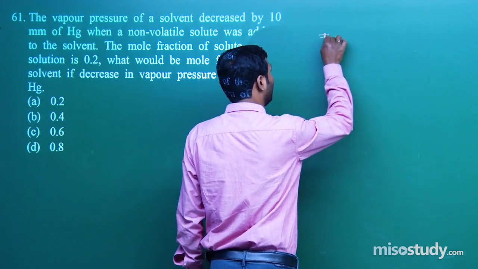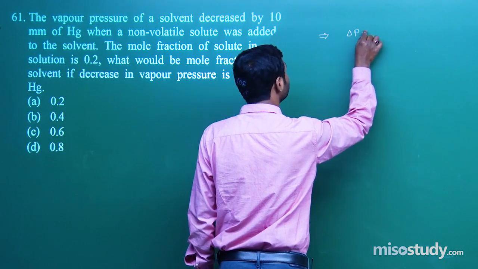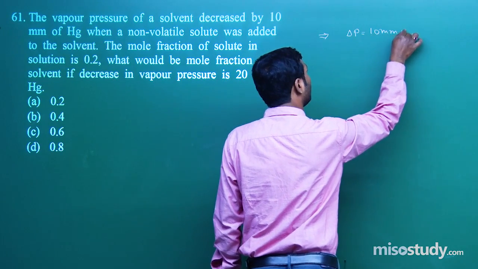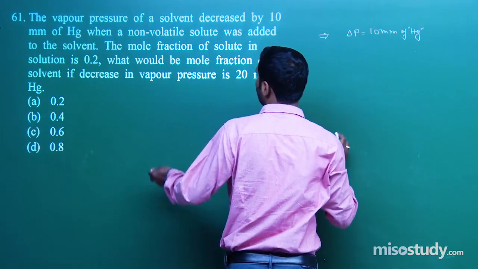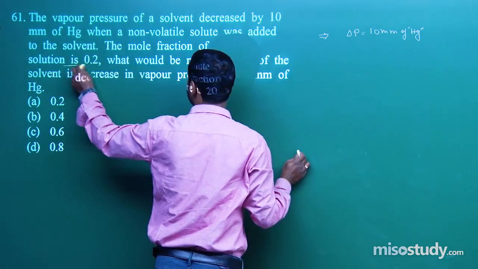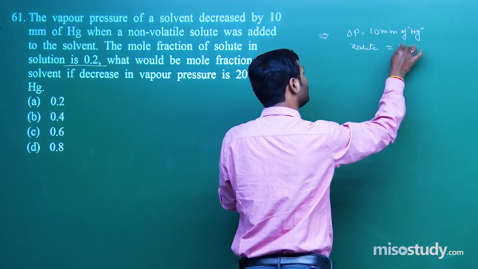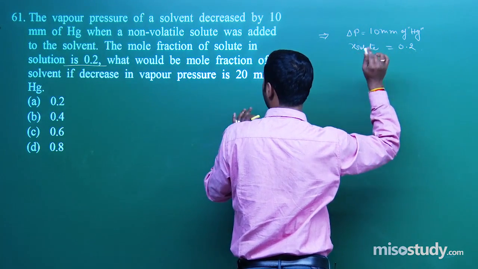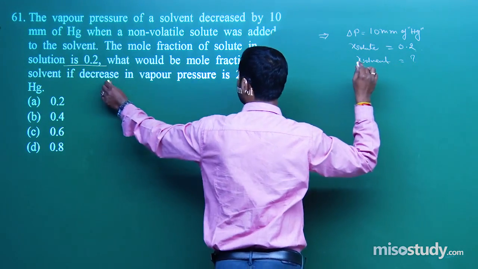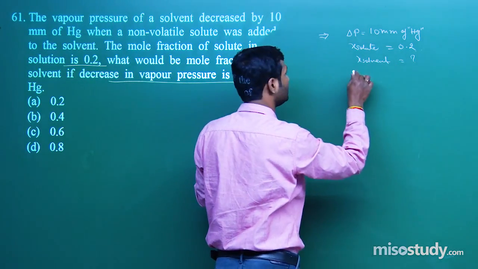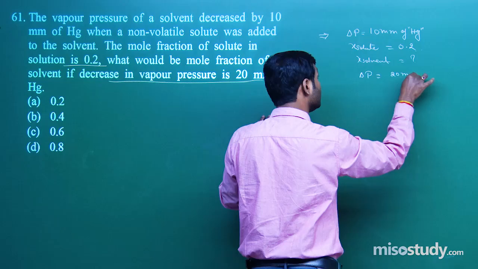That is, the vapor pressure of the solvent, that is delta P, decreases by 10 mm of Hg when a non-volatile solute was added. The mole fraction of the solute in the solution is 0.2. What would be the mole fraction of the solvent if the decrease in vapor pressure is 20 mm of Hg, not 10 mm?